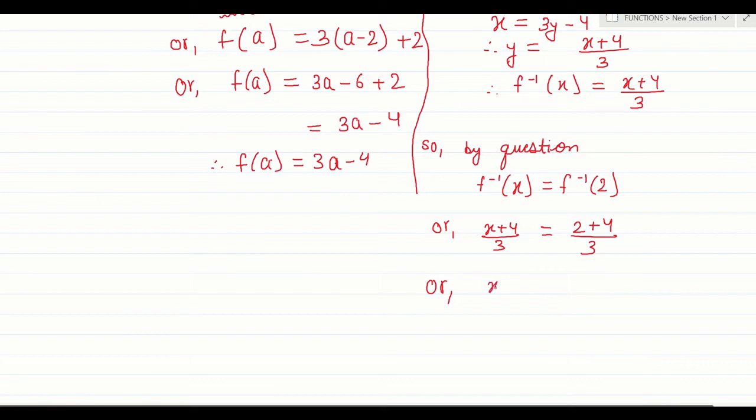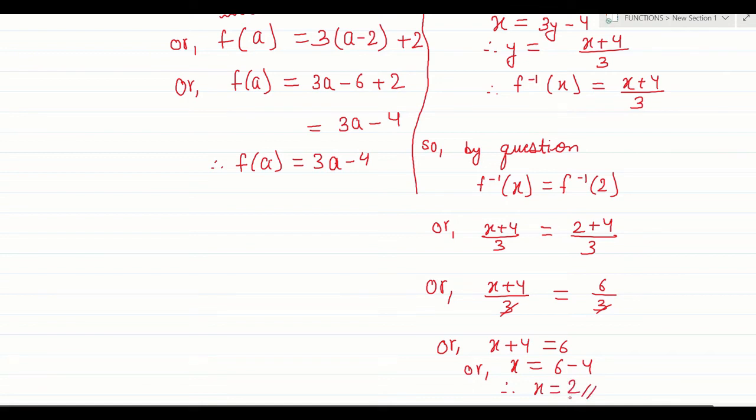So it is x plus 4 over 3 equal to 6 over 3. This 3 and this 3 can be cancelled, so we have x plus 4 equal to 6, or x is equal to 6 minus 4. Therefore, x is equal to 2. So this is our answer.